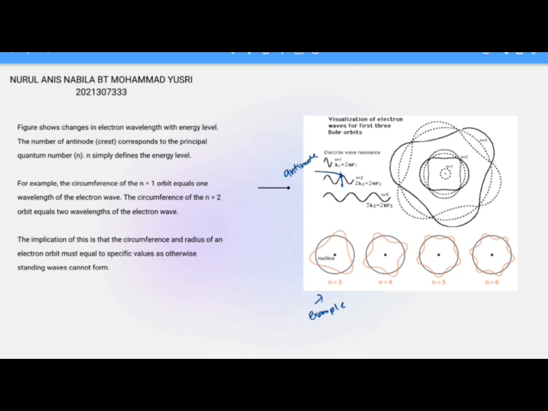If the standing wave cannot form, it's going to become like this and this. This is a standing wave which cannot form properly like this figure.